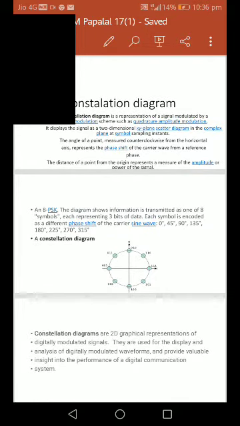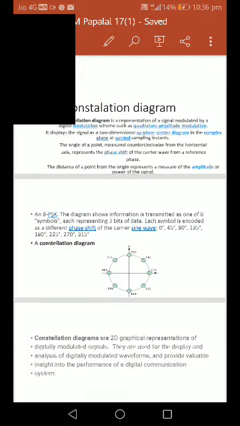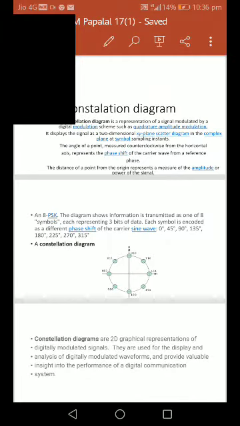In the complex plane, it is the symbol sampling instance. The angle of the points, measured counterclockwise from the horizontal axis, represents the phase shift of the carrier wave from the reference phase. The distance of a point from the origin represents a measure of the amplitude or power of the signal.